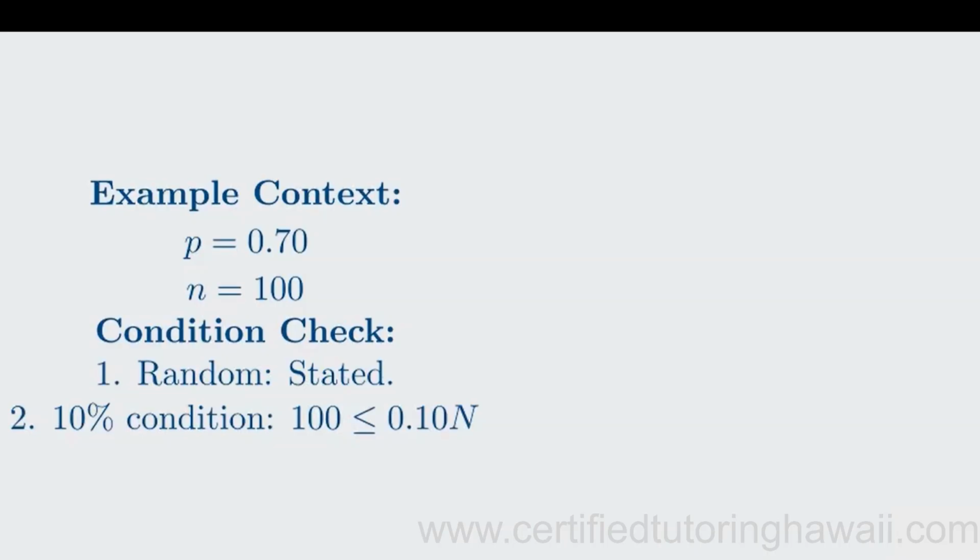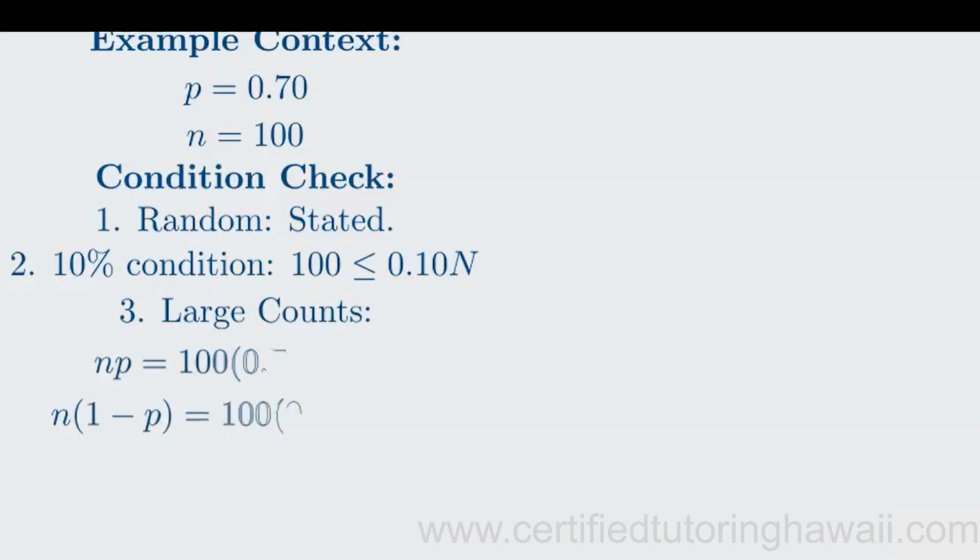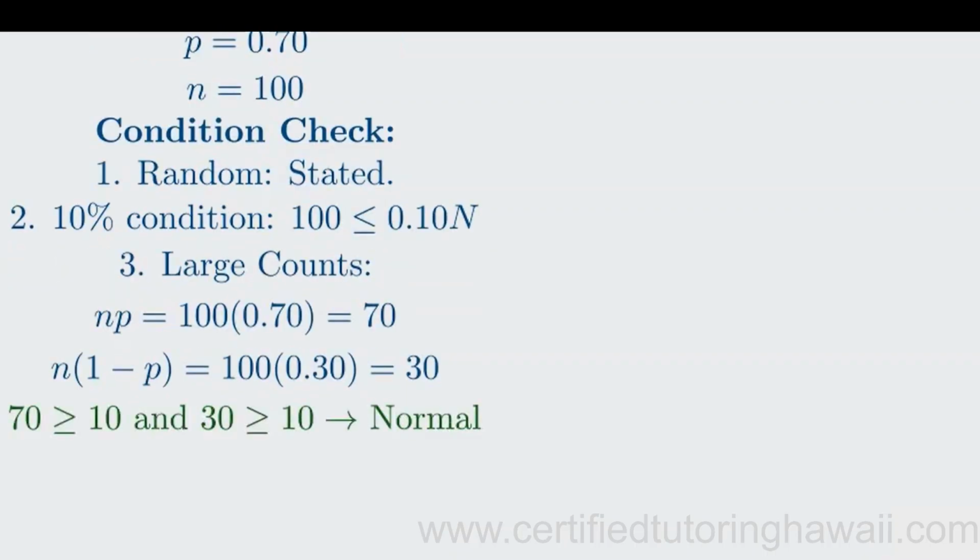3. Large counts. N times P equals 100 times 0.70, which is 70. N times 1 minus P equals 100 times 0.30, which is 30. Since both 70 and 30 are greater than or equal to 10, the large counts condition is met. This tells us the sampling distribution of P hat is approximately normal. Now, let's calculate the mean and standard deviation. The mean is 0.70. This means that if we took many samples of 100 students, the average of all those sample proportions would be 0.70.